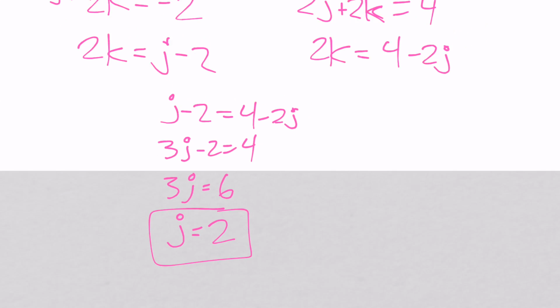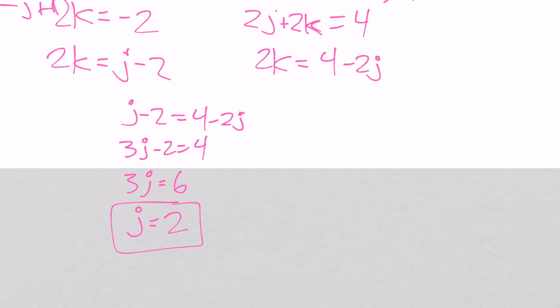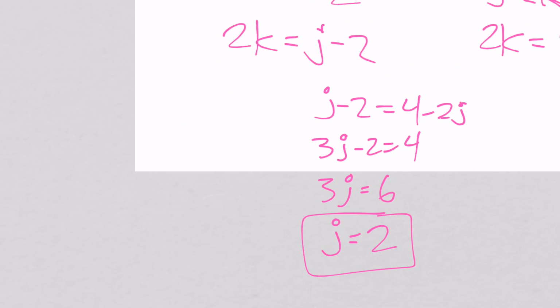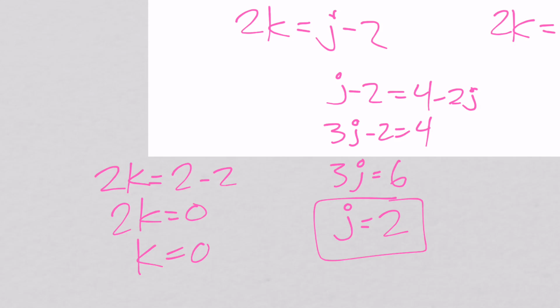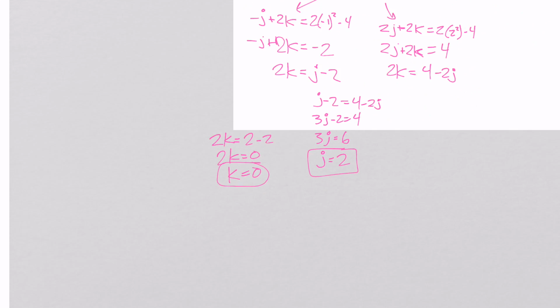So j is 2. Let's find k. Okay, let's use this equation. 2k equals j minus 2. So 2k equals j, which is 2, minus 2. So 2k equals 0, so k equals 0, right? Divide by 2, 0 divided by 2 is still 0. So j is 2, and k is 0.